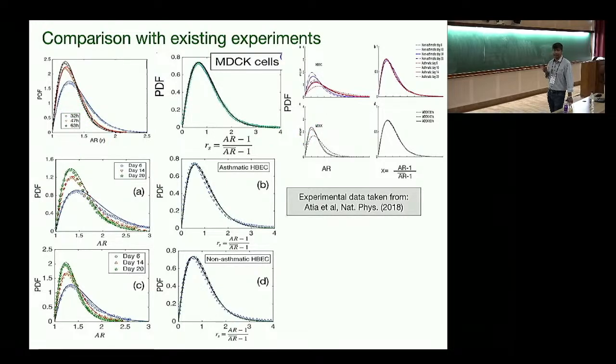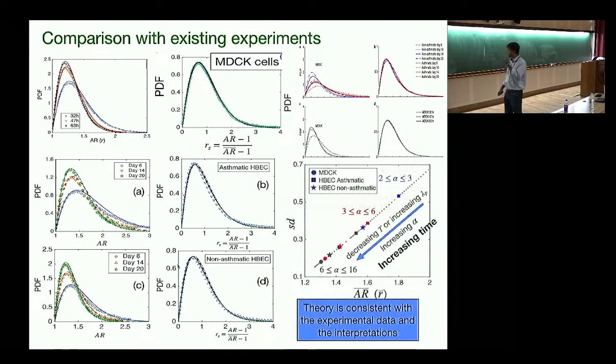From the fit, I get alpha. Knowing alpha, you will be able to calculate the PDF of the scaled aspect ratio. And this is just the comparison. So this is data taken from here, and this line is our theoretical curve. So this we have done for all possible sets of data, and some of them are shown here.